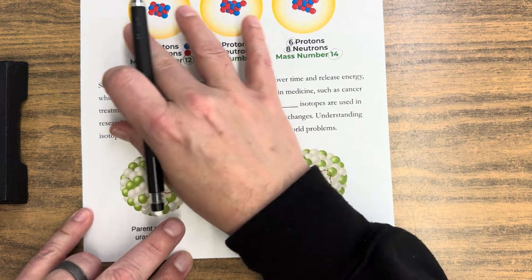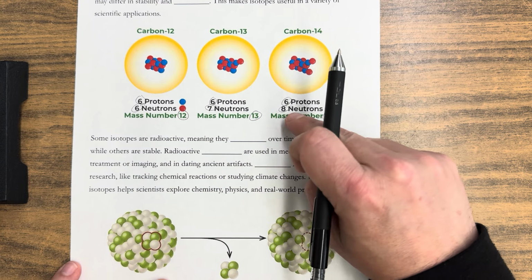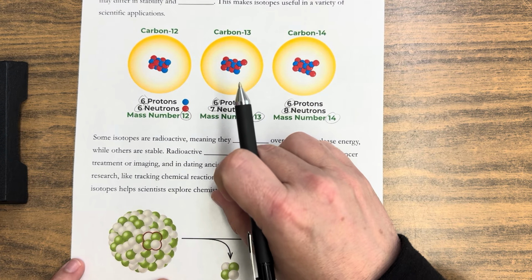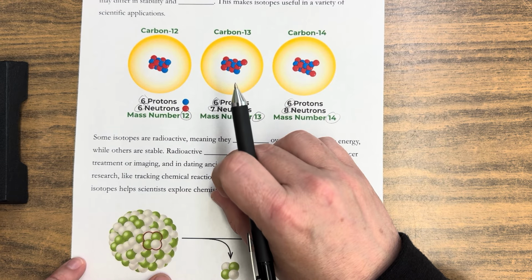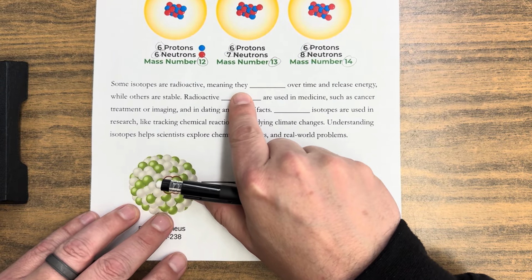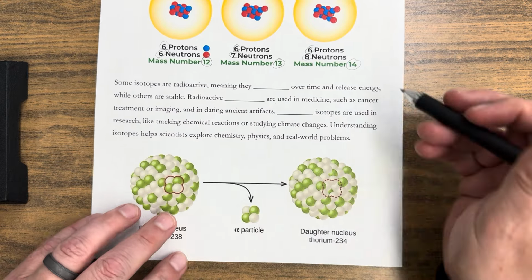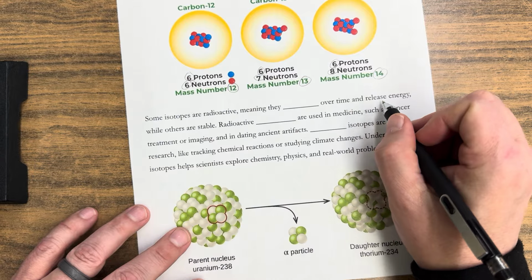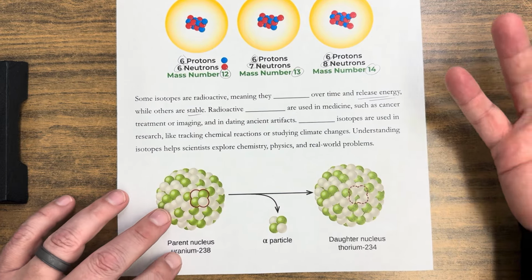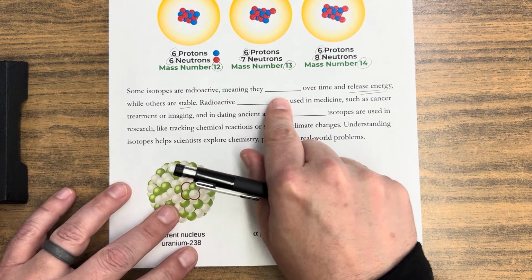So when we're dealing with isotopes, same element, different number of neutrons, some are stable and some are unstable. And if it's unstable, it's going to be radioactive. Some isotopes are radioactive, meaning they decay over time and release energy, while others are stable. The reason that they decay is because they have to release this energy. They are unstable. If they're stable, they don't have to release any extra energy. They're fine. They'll stay how they are. If they're radioactive and decay, they're going to change.